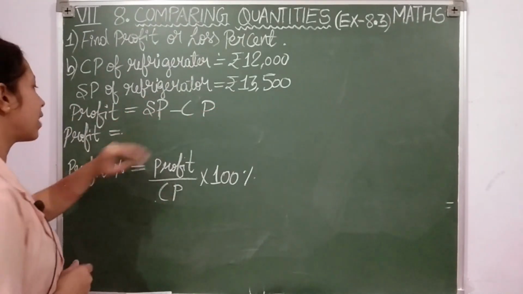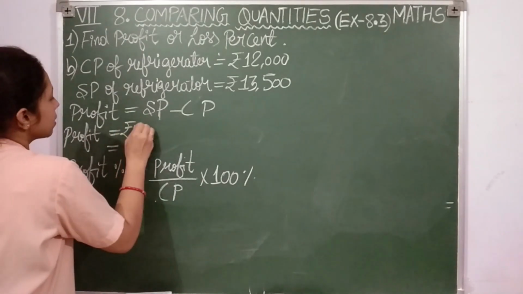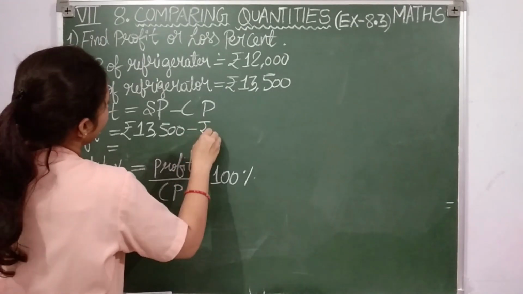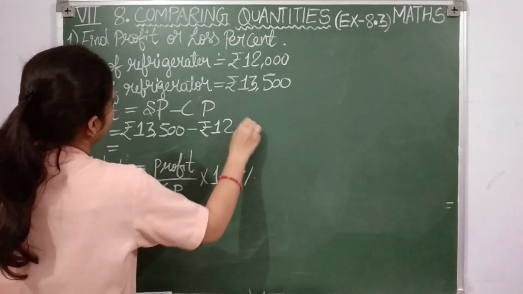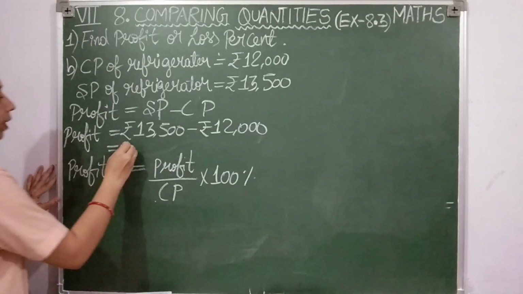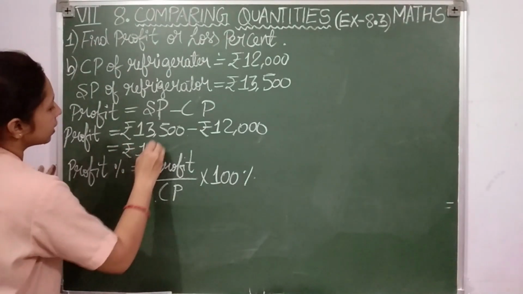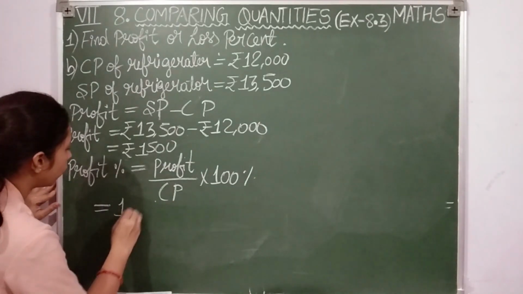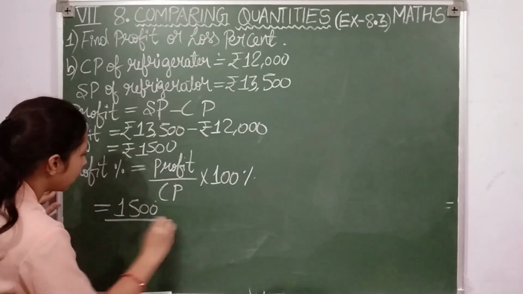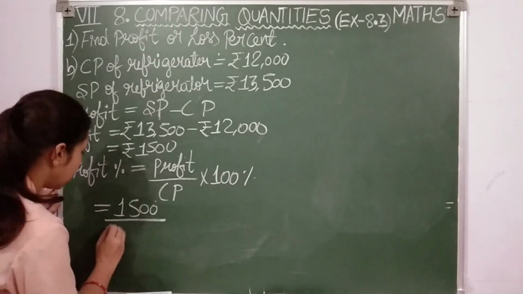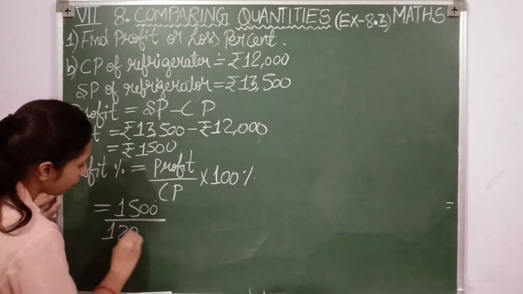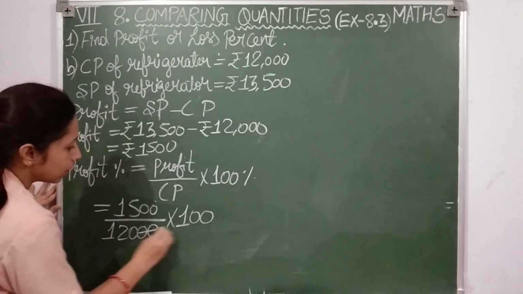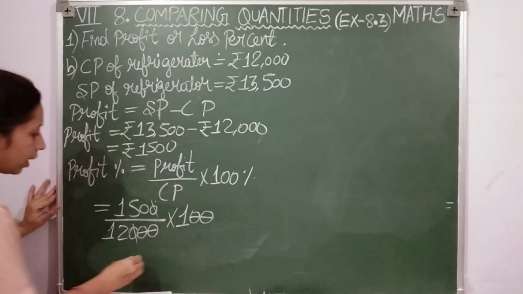So formula is selling price minus cost price. So rupees 13,500 minus rupees 12,000. Okay, how much is the difference amount? It is rupees 1,500, isn't it students? So profit is rupees 1,500. Let us calculate the profit percentage. 1,500 upon cost price is rupees 12,000, into 100%. Okay, now again 0 0 cancelled, then 1 0 here cancelled.